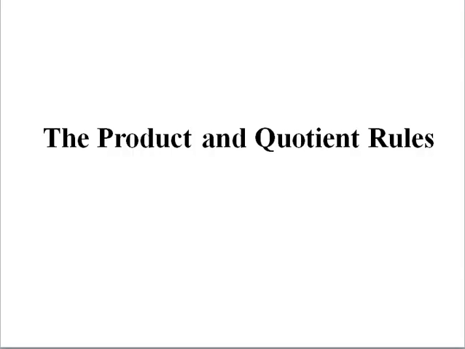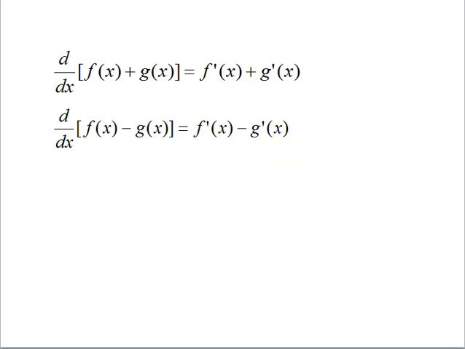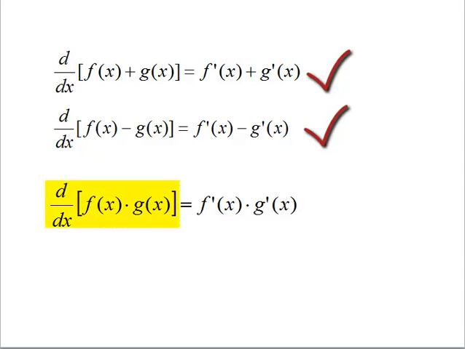In this video, we will discuss the product and quotient rules of differentiation. We already know the sum and difference rules. That means the derivative of the sum is the sum of the derivatives, and the derivative of the difference is the difference of the derivatives. So people may guess there is a product rule that looks like this: the derivative of the product is the product of the derivatives. The question is, is this formula correct?